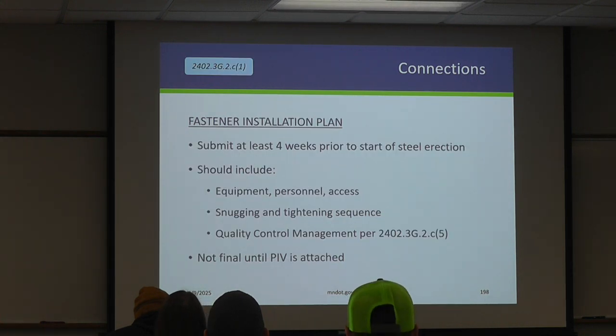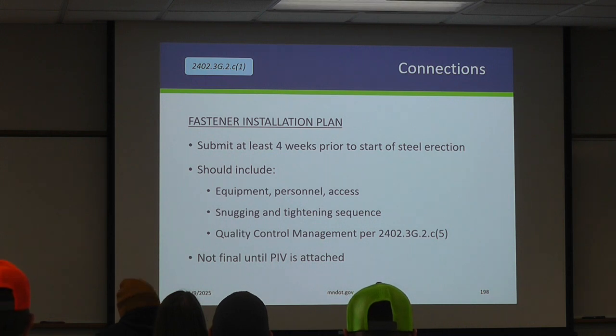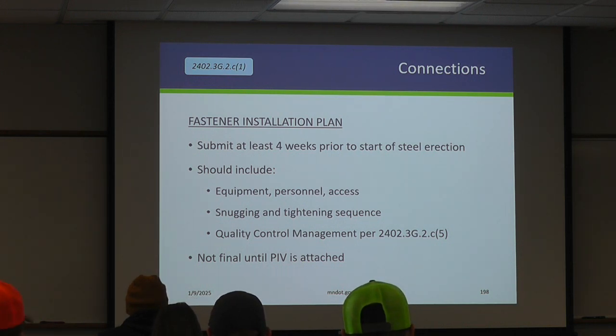Fastener installation plan. At least 4 weeks prior to starting steel erection, they're going to talk about the equipment, personnel, access, their snugging and tensioning procedures, and then a quality management plan, which is basically just how are you going to make sure that your bolts are being properly stored? How are you going to make sure you're snugging and tightening in the sequence provided? I'll note that you submit this as a draft. It's reviewed. You take conditional exception of it, but it's not finalized until the pre-installation verification testing has been performed.